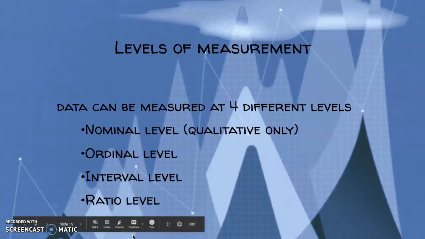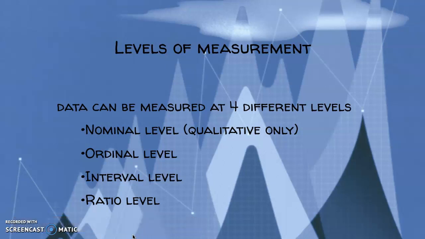Let's return to our conversation about data and let's talk about levels of measurement. So we can arrange data or classify data into these 4 different levels of measurement. If we think about them in order, the first level is the nominal level, then we have the ordinal level, the interval level, and the ratio level.